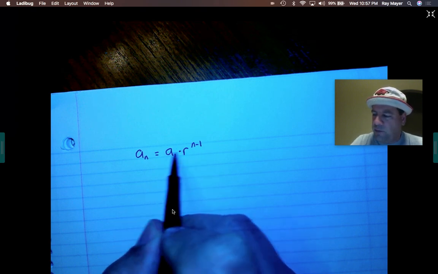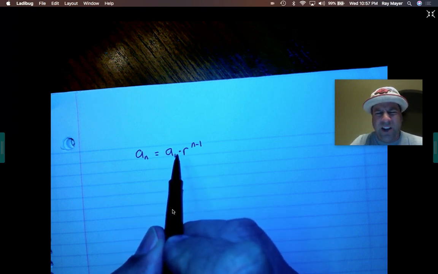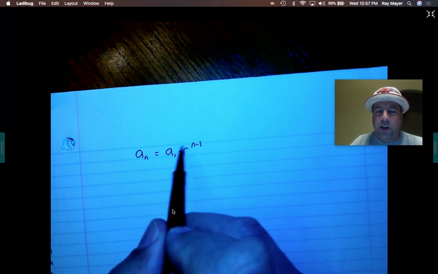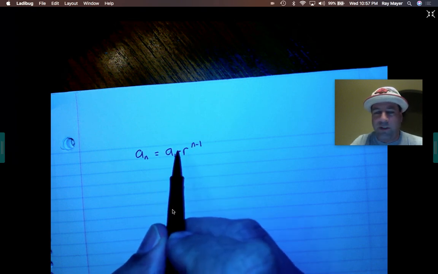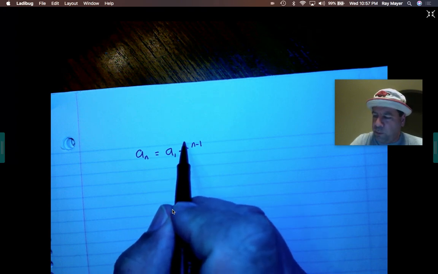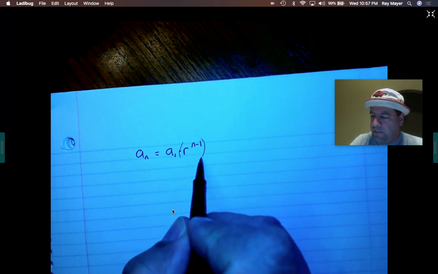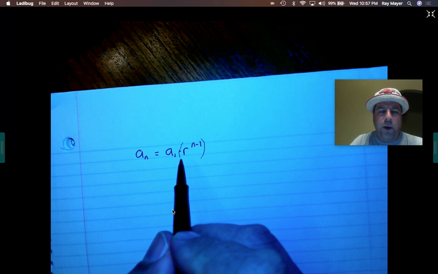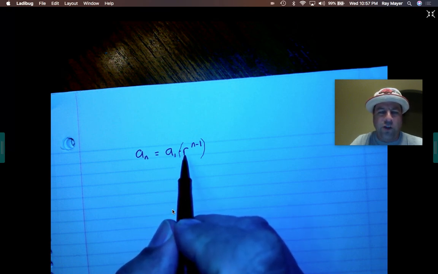That keeps me from trying to multiply that together. And also, if it's 2 times 3 and you don't put that dot or you don't put parentheses, it looks like 23. So you want to put some type of parentheses or do something that we can separate that first term from that ratio.